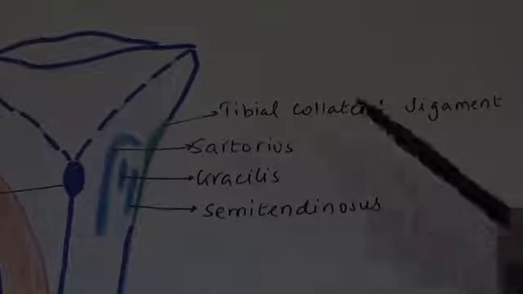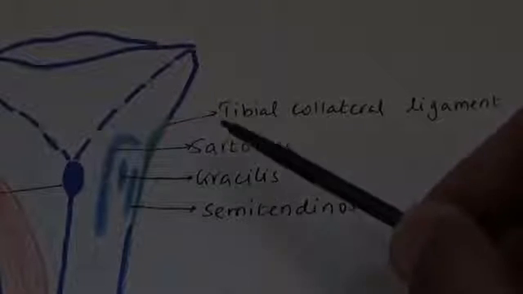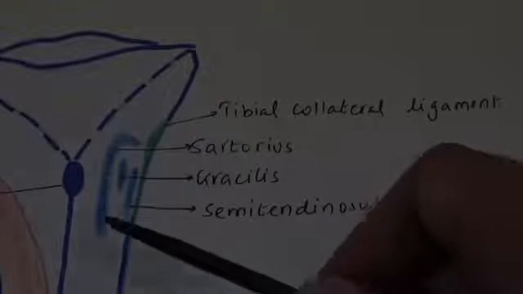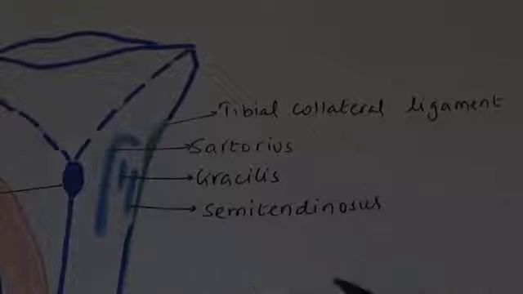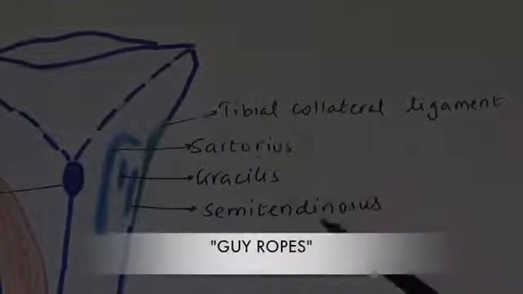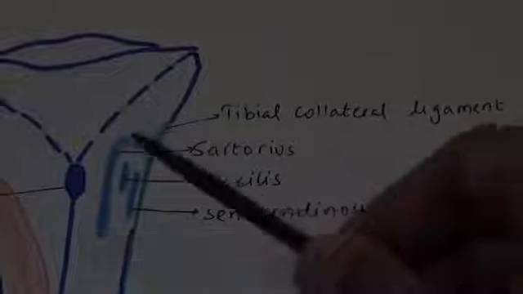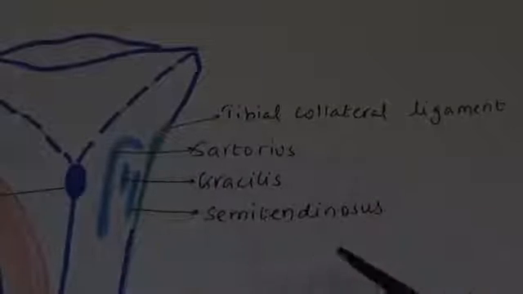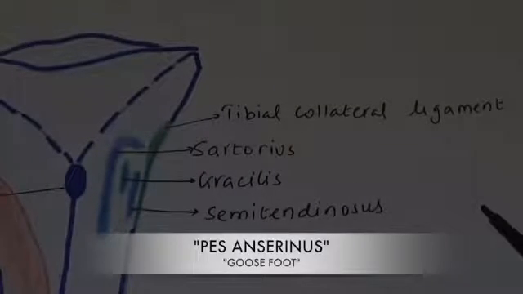All these three are not attached to the femur and they extend from hip bone to the tibia. So these three muscles, they behave as guy ropes and they stabilize the pelvis. The pattern of insertion of these three muscles is also termed as pes anserinus.